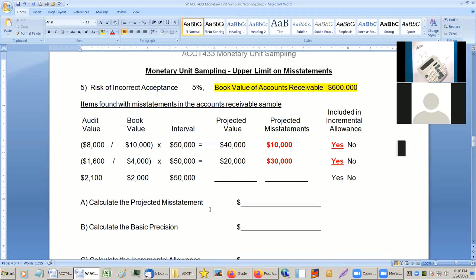Wait, can you explain one more time why it's included? It's because it's less than the 50,000 interval? Yep. So you're going to compare these two. If there is a misstatement and the book value is less than the interval, it is included in the incremental allowance. So this is less than that. This is less than that. If it's less than the interval, it's saying, look, there could be more things wrong than just what we found. And also we're going to find that the projected misstatement amount plays a role in it, that larger misstatements are going to have a bigger impact than smaller ones.